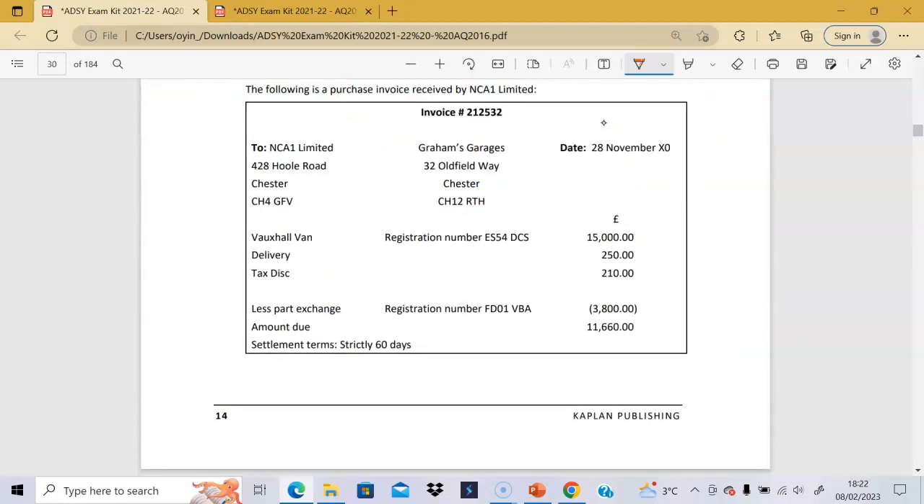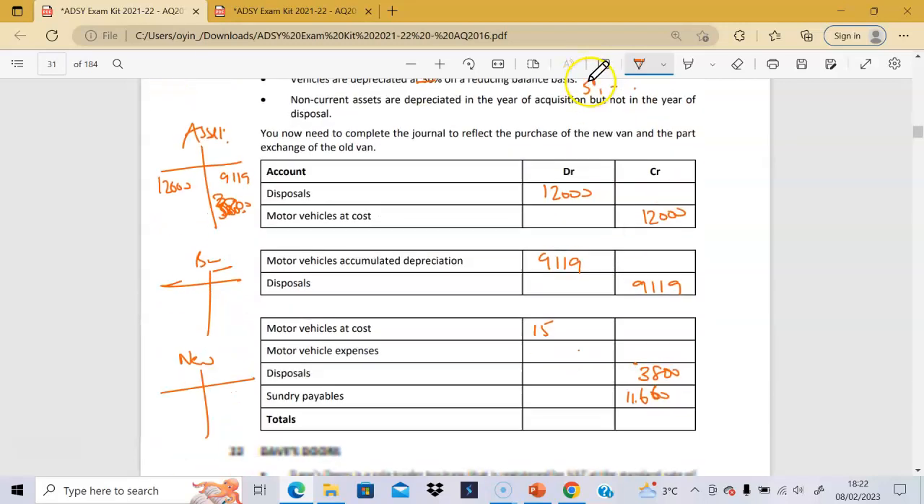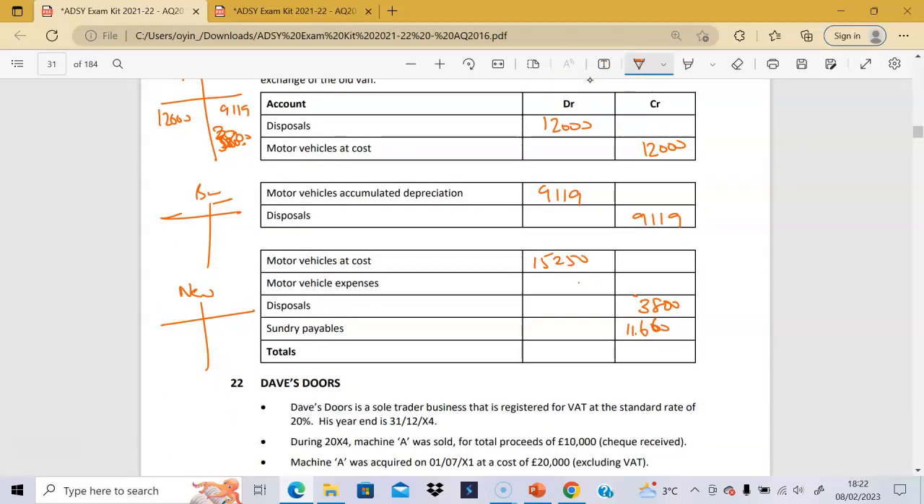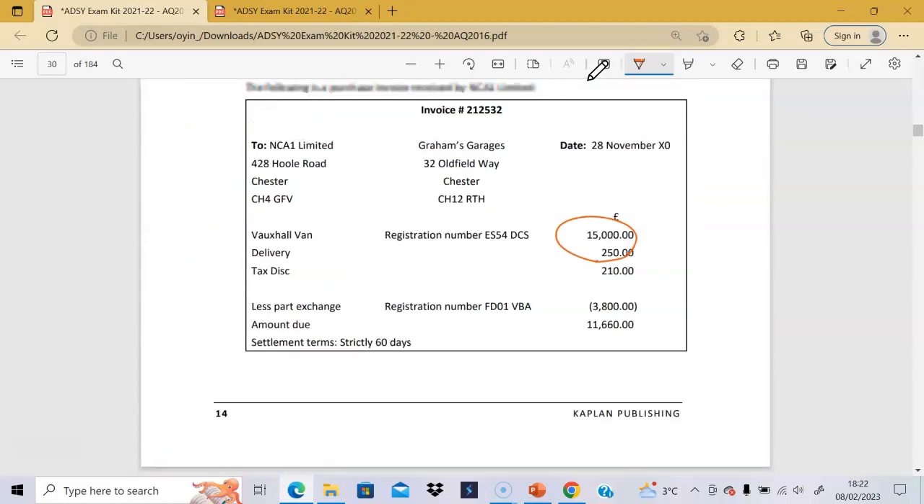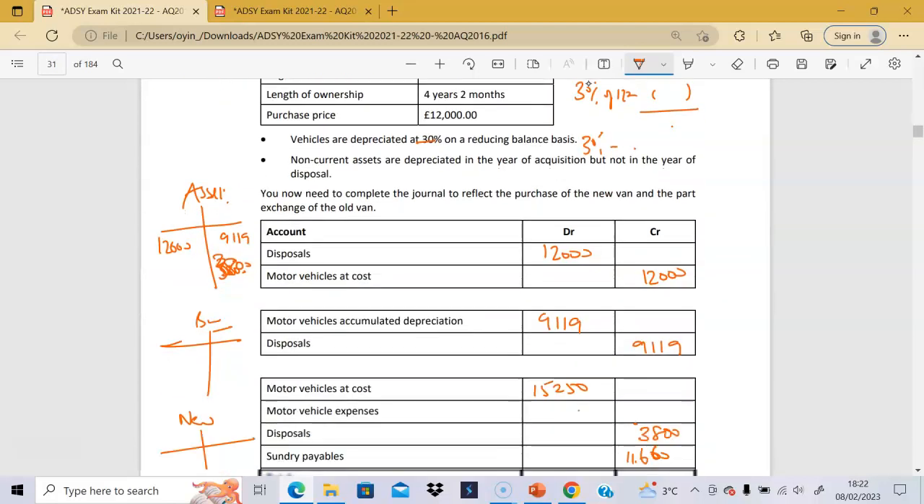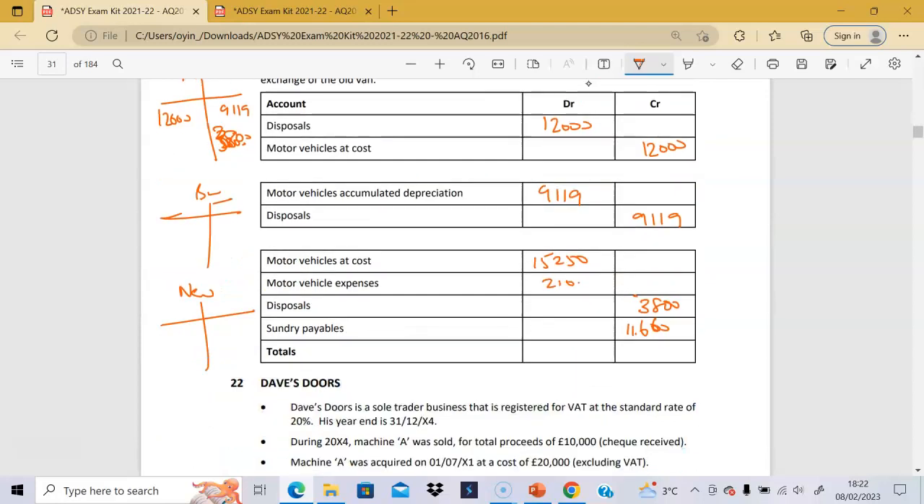And the way these things work, this delivery charge is necessary to get the car to its place of working condition. So you need to add the two together. So 15,250. And the other is just motor expense. It's not capitalized. It's just tax disc, isn't it? So 210. So 210, right? So there we are. And that's how you deal with this.